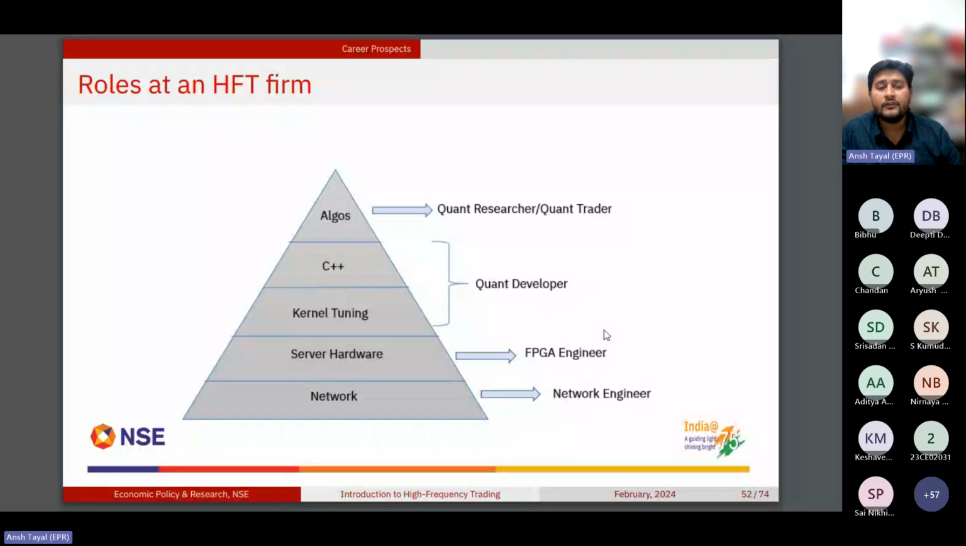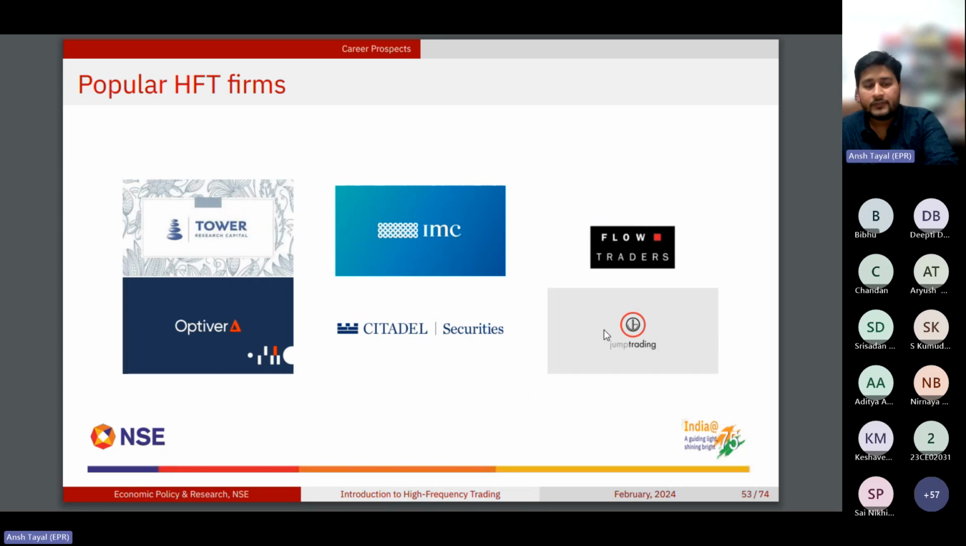And then at the top you have quant researchers. Because the data size is huge, you also need to know programming for backtesting purposes. People who do backtesting and come up with trading strategies are quant researchers. And at the last you have quant traders. Traders are at the front line, trading and monitoring these algorithms and strategies. So these are the different roles within an HFT firm. Some of the popular firms you would have heard of.